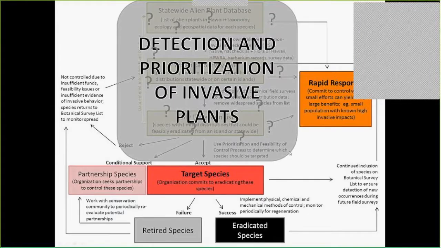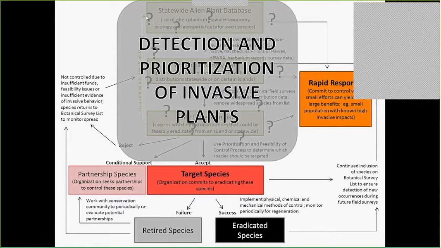Okay, so when I took this job 2 years ago, I knew I was in charge of detection and helping prioritize invasive plants. So I've got here on the screen a figure from the KISC strategic plan, and basically I was hired to help fill in the box behind the great question mark. And so you can see that this process starts to inform really a lot of what we do here at KISC.